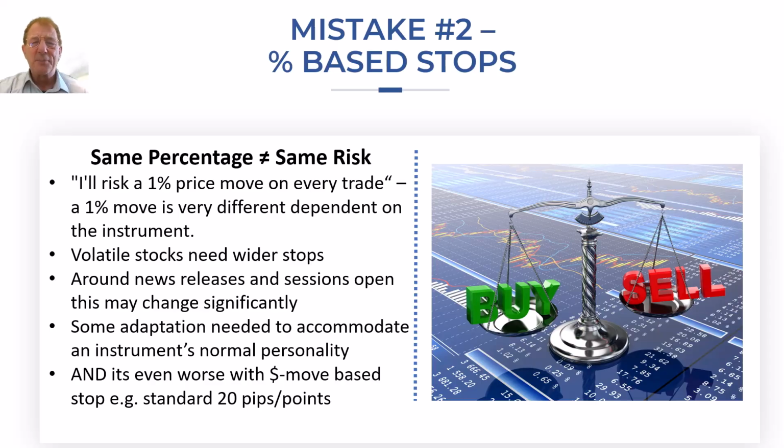And even worse than percentage-based stops would be a dollar-based move. So a standard 20 pips or 20 points for every trade. Clearly, a 20 pip move on a 5-minute chart could be very significant, whereas a 20 pip move on a 4-hourly chart is barely a blip in the price move on that particular time frame.